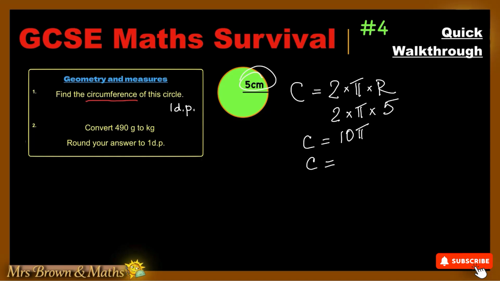But you are told to work it out and give answer to one decimal place. So the final answer is 31.4 to one decimal place.